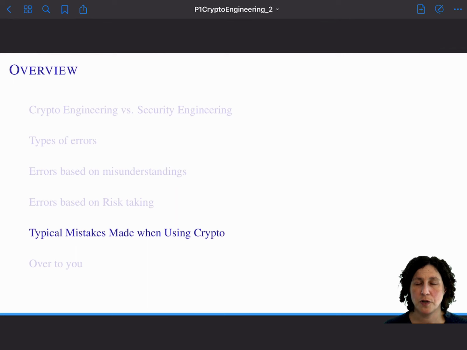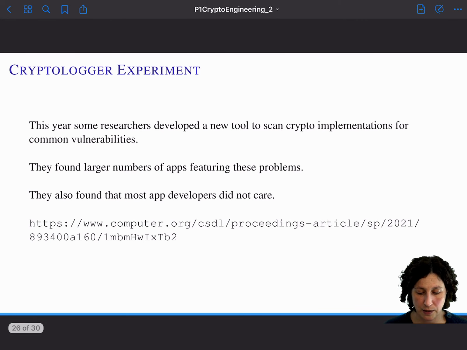So I want to finish this off with another look at mistakes that people make that are very much related to crypto implementations. And for that, I'd like to draw your attention to a super recent paper. In fact, something that has just been published online, and that will appear only in a while. The link is here to that paper, and it's about a tool that people developed. Similar tools have existed before, and this is the newest iteration of the same experiment. It's called CryptoLogger, and it's essentially a tool that you can use to scan crypto implementations for typical vulnerabilities.